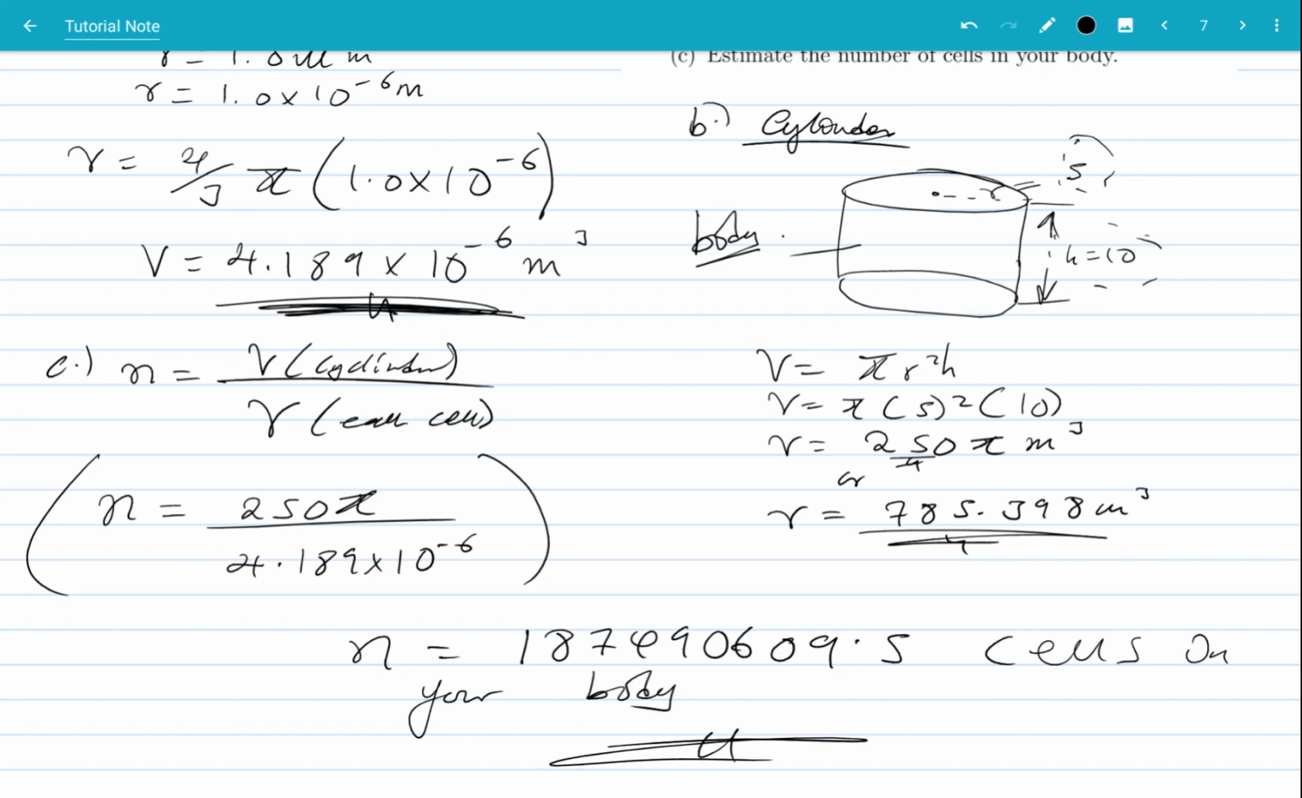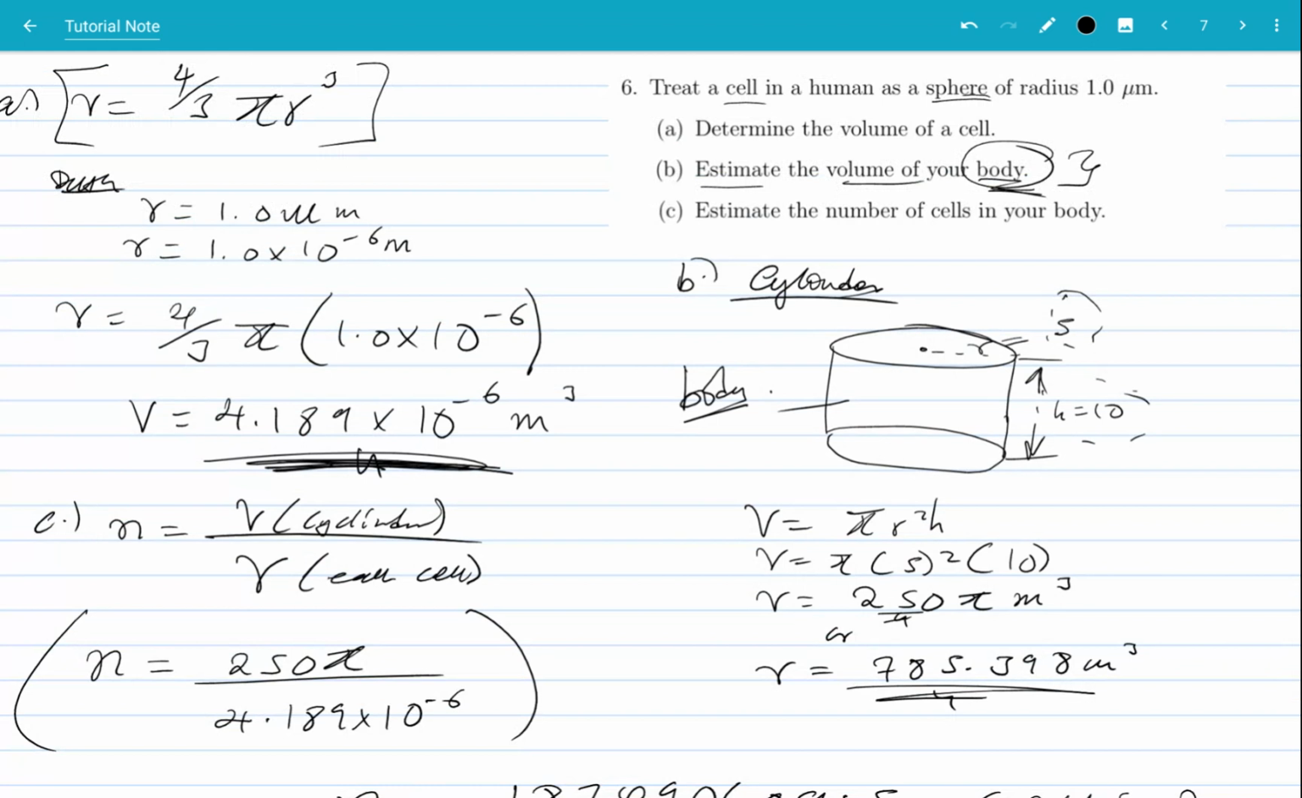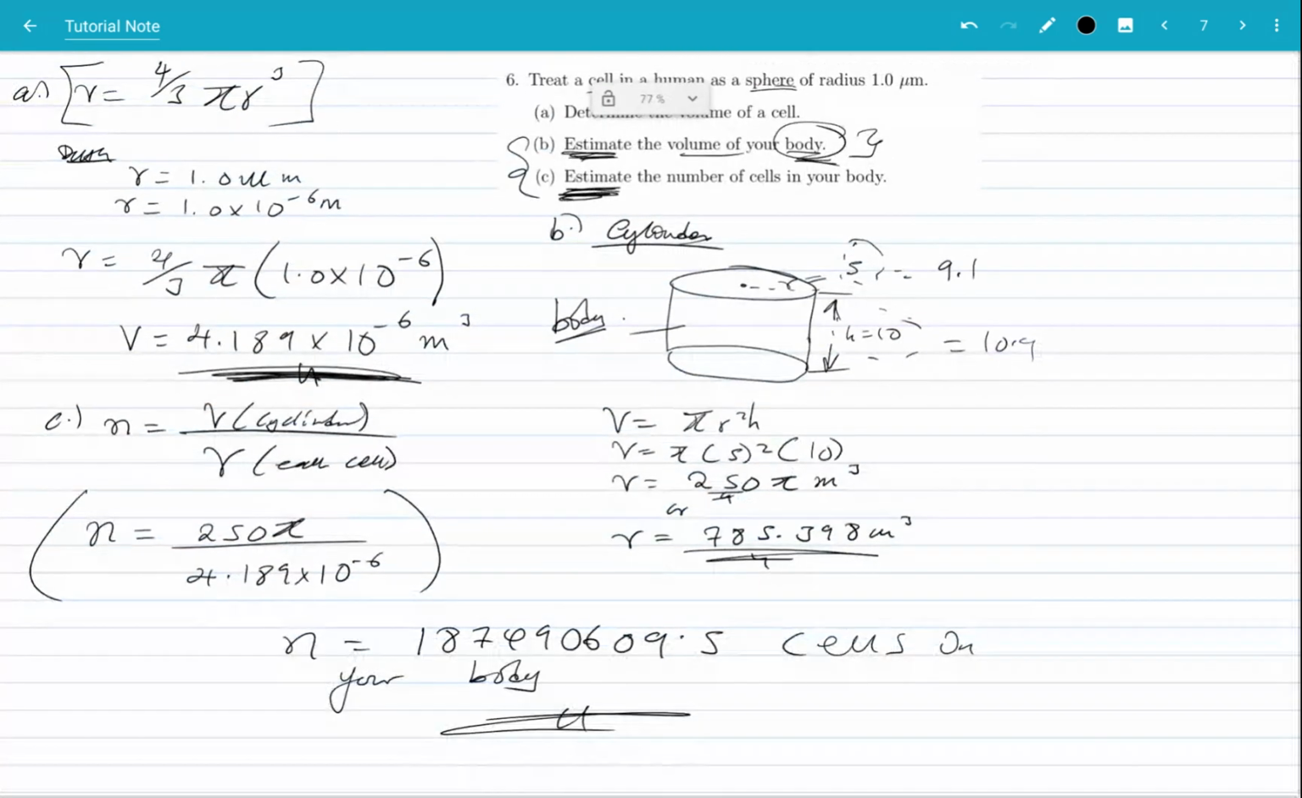So be mindful that the estimated number of cells in the body is never really the same, because one person estimated the volume here and another estimated, so you can't have the same estimates. Because just estimating, if I wanted here, I could have said, okay, let's make this 9.1, let's make this height 10.9. Still the same thing. I hope you understand the whole point to this. It's quite simple and straightforward.